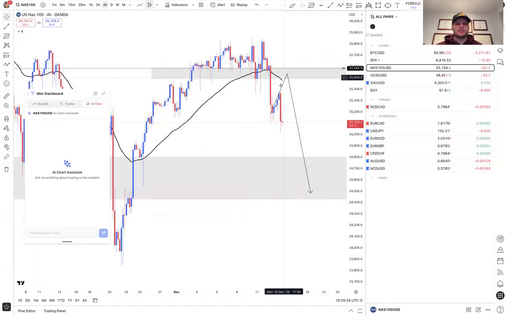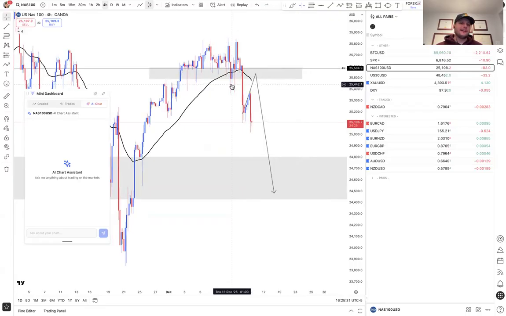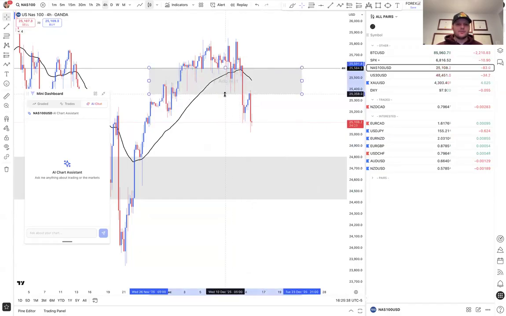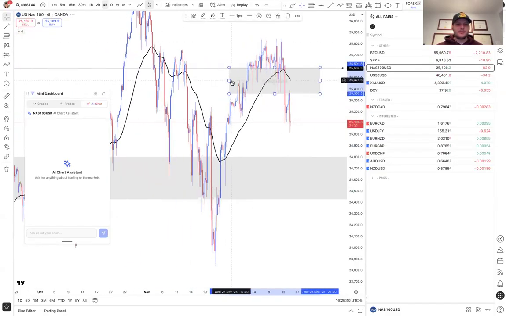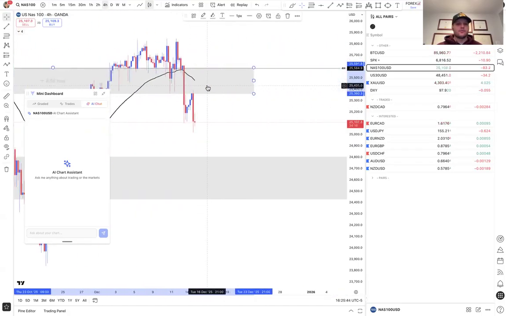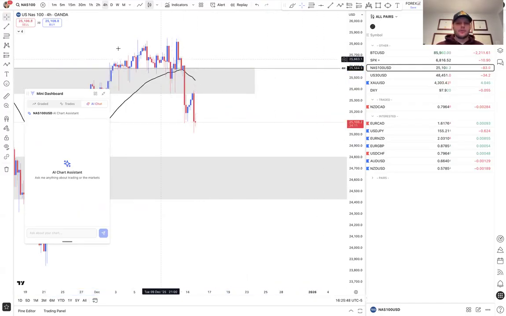NASDAQ, same thing. We pulled back, not as far as we would have liked, but we did retest the wicks at the very minimum, as I had mentioned last time. So we did retest these wicks right here. This could be a bit of a better area of interest. As you can see, a lot of structures and a lot of wicks inside of this area. Pull back to sell, pretty spot on as well.